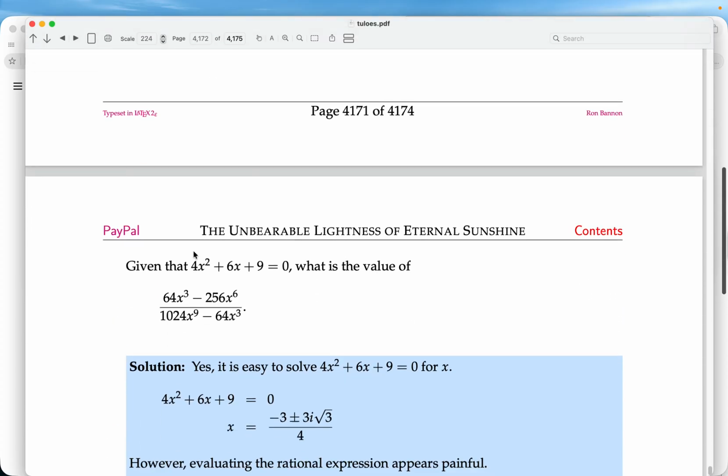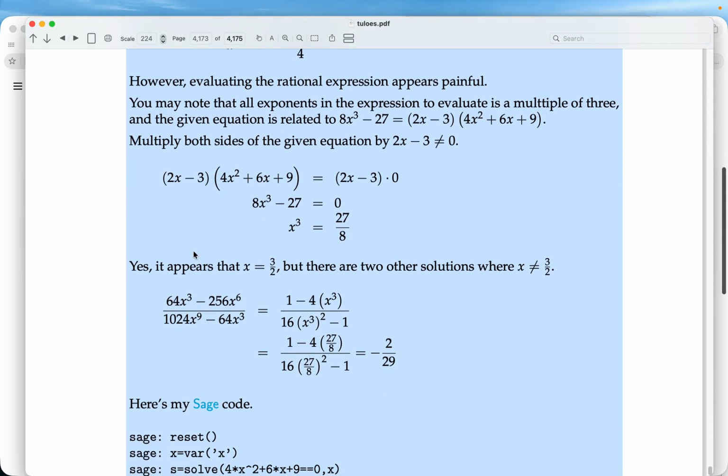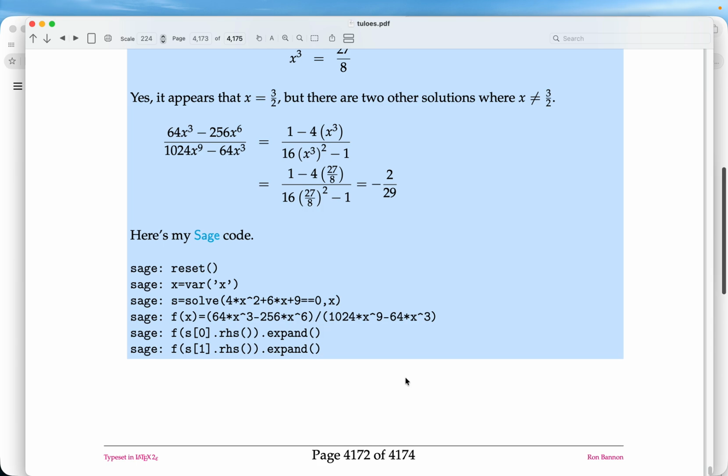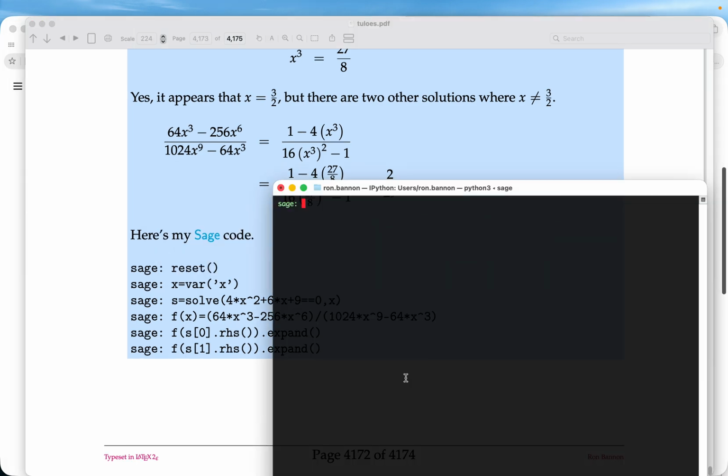So we took an alternative way around it, and at the end of it, we got a number, and the number we got was minus 2 over 29. And what I want to do is just check it using Sage. All right, going to go to my terminal. I have Sage running. I'm going to reset. That gives me a clean sheet of paper, so to speak.